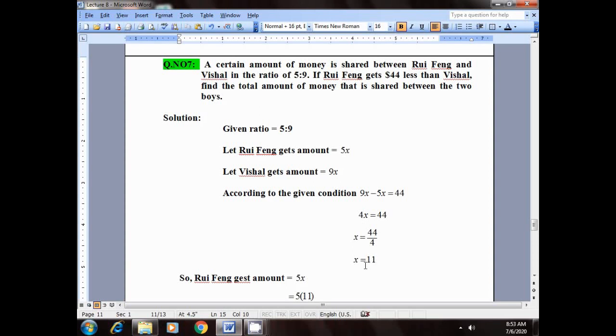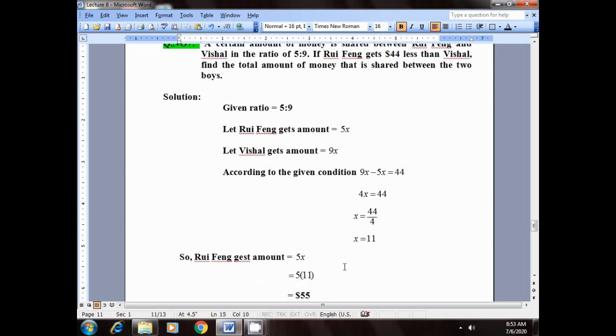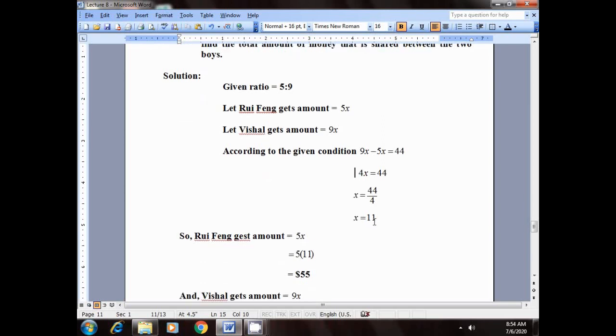Now what was the amount Ruifang gets? That is 5x. Since we have calculated the value of x, we will replace this x by 11. Now 5x means 5 multiplied by x. Let's replace the value of x by 11 because we have calculated the value of x, and that is 11. Now 5 times 11 is $55, which means Ruifang gets $55.